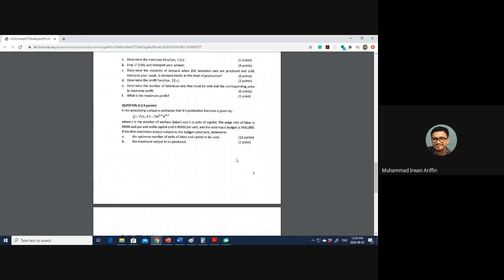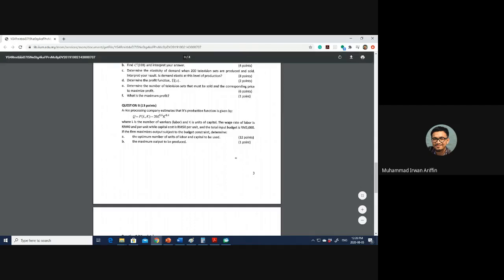So question 8, 13 points. You are given a production function, which is in the form of Cobb-Douglas, where to produce rice, we need to have both labor and capital. The wage for labor is $40 per unit, while the capital is $50 per unit, and the total input budget is 5,000. Let's say now the firm wants to maximize the production of rice subject to the budget constraint. So we need to solve for the optimum number of units of labor and capital to be used, and then the maximum output to be produced.